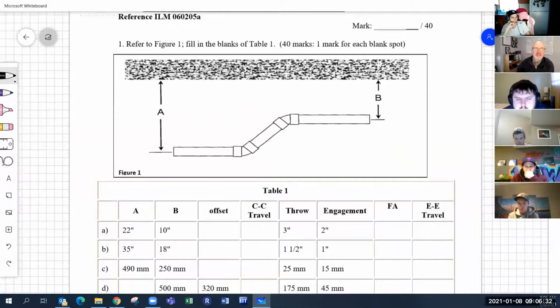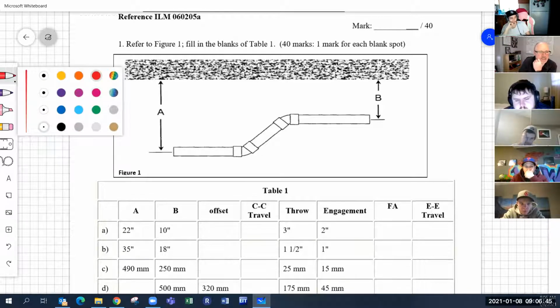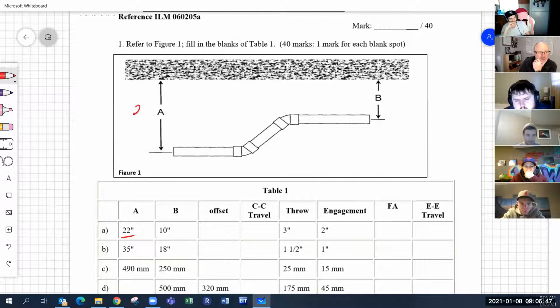Okay, can everybody see that offset that we have there? Okay, we're going to do a couple of these questions. So I have some measurements down at the bottom here. It says A is 22, and it says B is 10. Now, these are 45s, and I want to find out the offset.